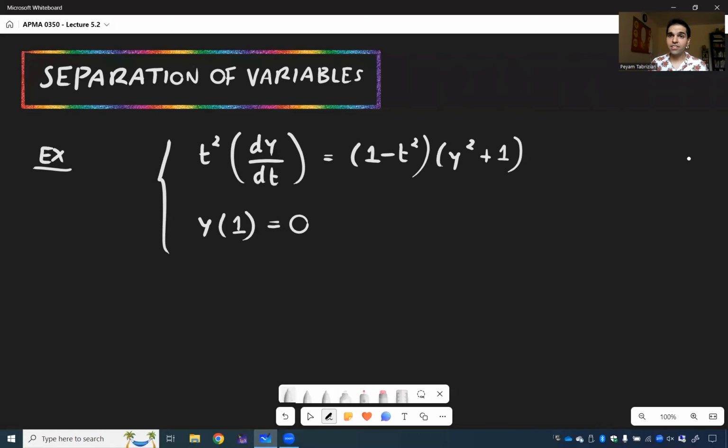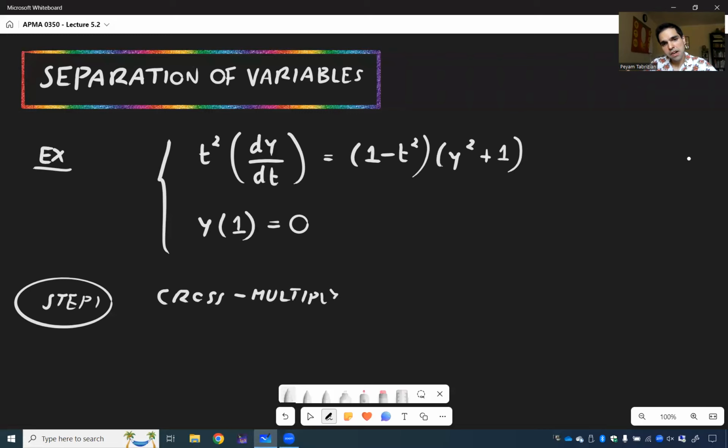All right, here's a much faster way to separate variables, and in particular, let's solve the following differential equation. Now, the trick is, you see this dy over dt, well, let's treat those as separate entities. And in particular, let's cross-multiply the equation. So cross-multiply, meaning here, multiply everything by dt to get t squared dy equals (1 minus t squared)(y squared plus 1) dt.